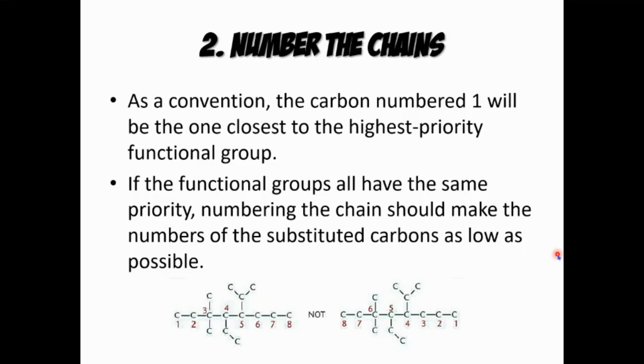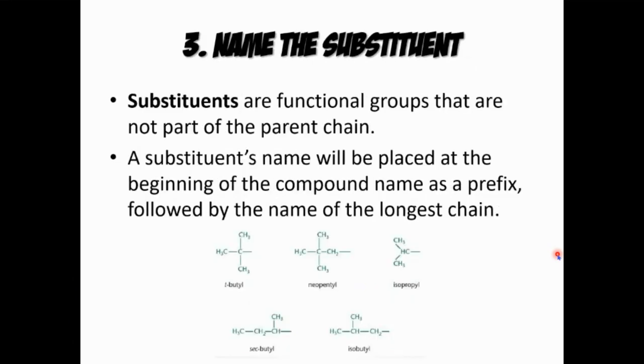As a convention, the carbon numbered one will be the one closest to the highest priority functional group. If the functional groups all have the same priority, numbering the chains should make the numbers of the substituted carbons as low as possible. Then number 3, name the substituents, or para mas malinawan tayo, ano yung mga substituents?